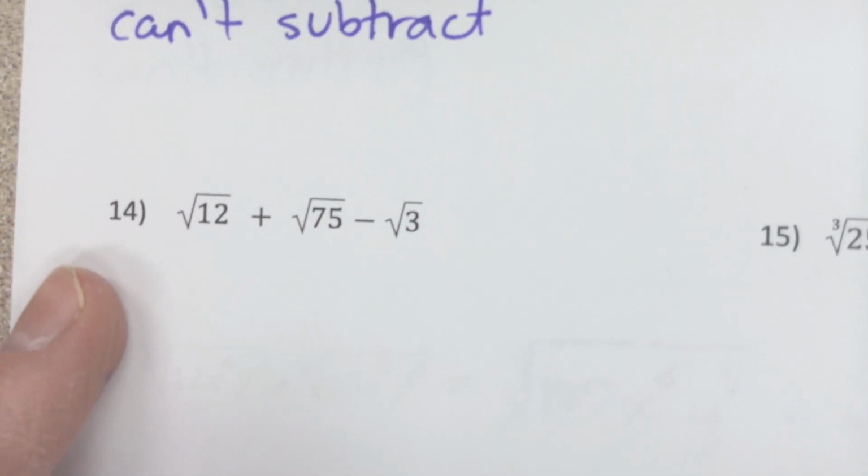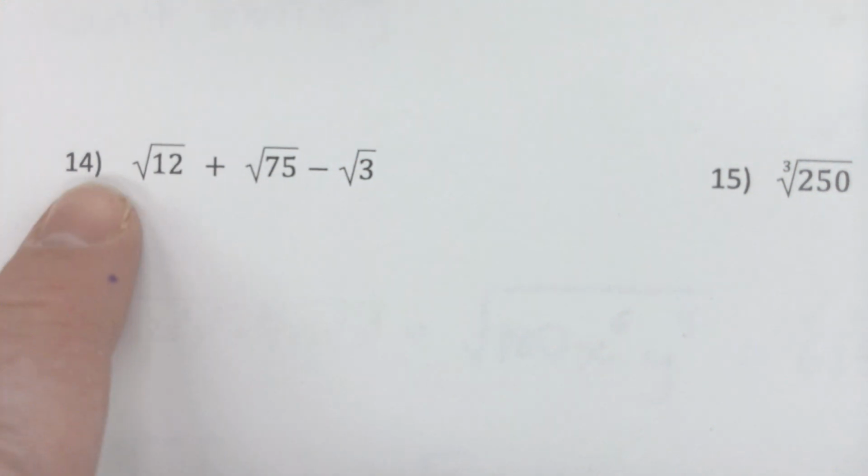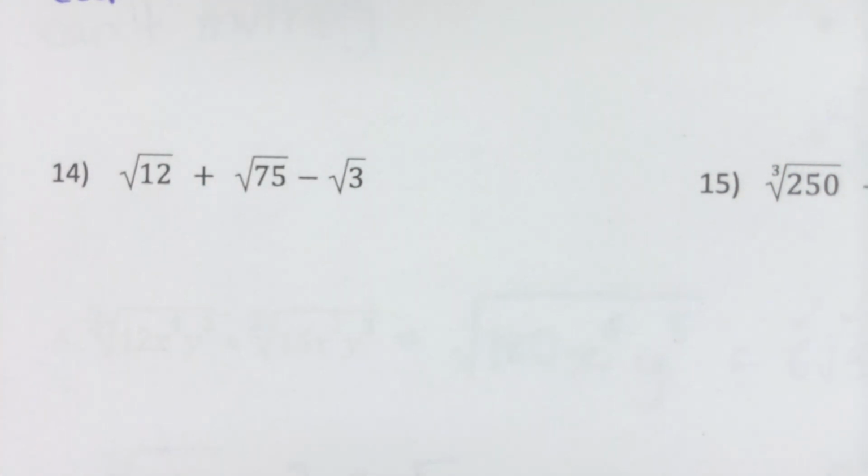These next ones require more work. Number 14, the square root of 12 plus the square root of 75 minus the square root of 3. We're not just going to look at that and say, oh, they don't match. Can't do it. You have to try dig a little deeper. Both of these, 12 and 75, can absolutely be broken down. So you have to break them down first, and then if whatever comes out of that can't be combined, then that's when you can stop.